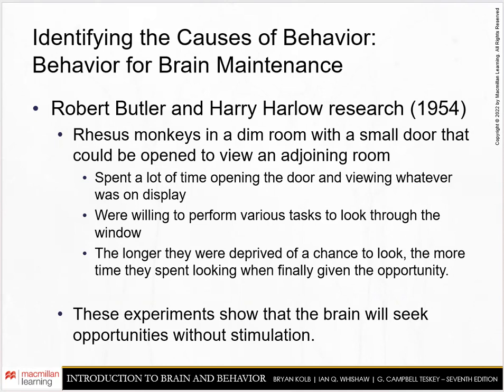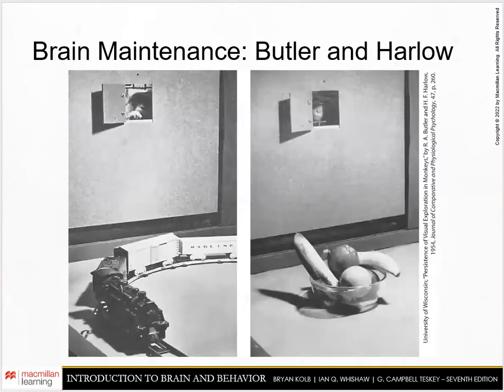So what this is showing us is that the brain will seek opportunities when there is no stimulation present. Our brain really desires stimulation. And here's a picture that's displaying that study a little bit. In the image on the left, you can see the monkey is peering through that small window, and there's a train going by. Whereas in the image on the right, the monkey is looking at a bowl of fruit. The train is more stimulating as an image to look at. It's something that's moving, it's going around. So the monkeys really enjoyed looking at the train, and they would spend more time watching the train versus the bowl of fruit. Even though there may be some interesting colors and some appeal to fruit for the monkey, it just isn't quite as much stimulation.